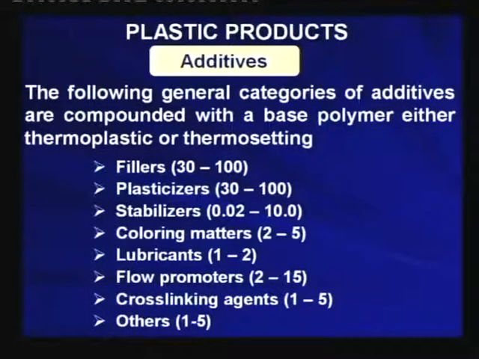So, here you see the stabilizer is used in very small quantity, from here it is shown 0.02 to 10 parts. Sometimes 1 part is sufficient, sometimes 2 parts, sometimes less than 1 part is sufficient. Lubricants 1 to 2 parts, flow promoters 2 to 15 parts, cross linking agents 1 to 5 parts, and other miscellaneous ingredients maybe 1 to 5 parts. Okay. So, this is known as a formulation, a product formulation recipe.